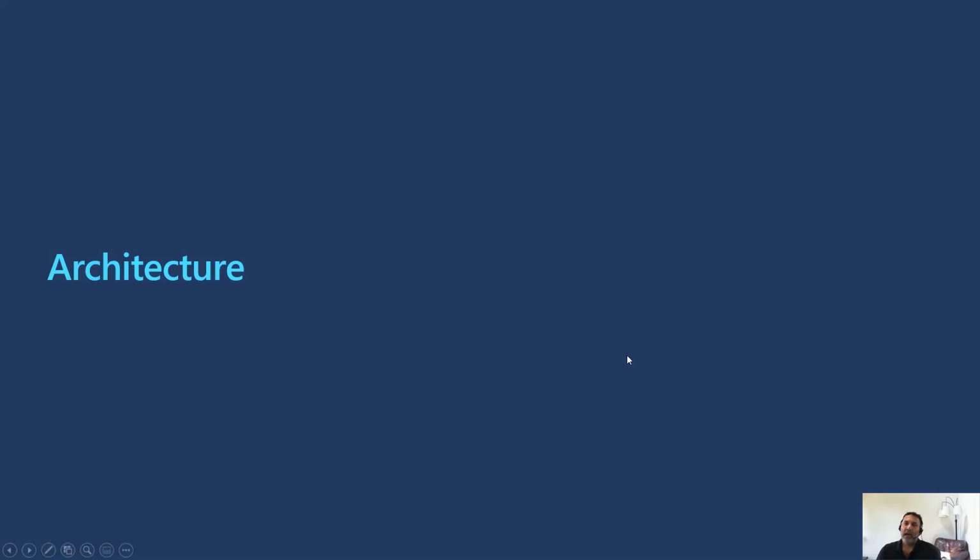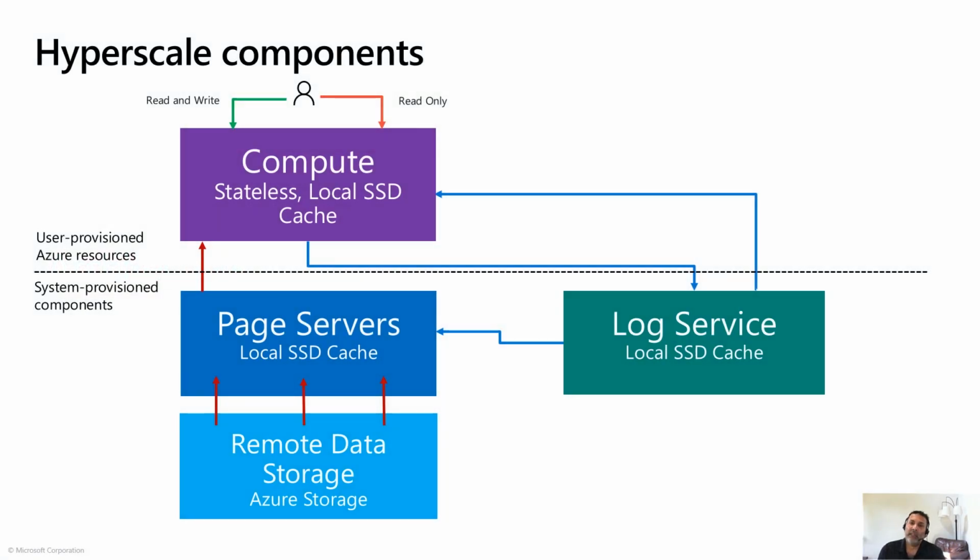Now let's look at the architecture of Hyperscale. How is Hyperscale actually put together natively in the cloud? There are three main components in Hyperscale. You have the compute. Compute is totally stateless, and that's what the user interacts with. This is just a stateless compute hosting SQL Server.exe and has a local SSD cache.